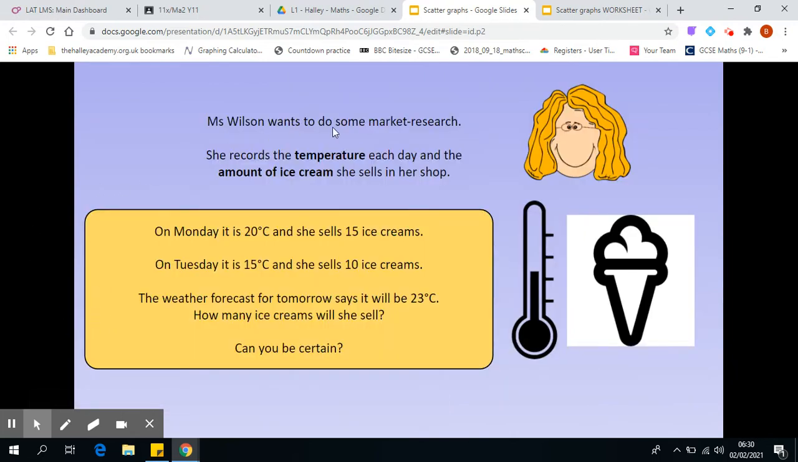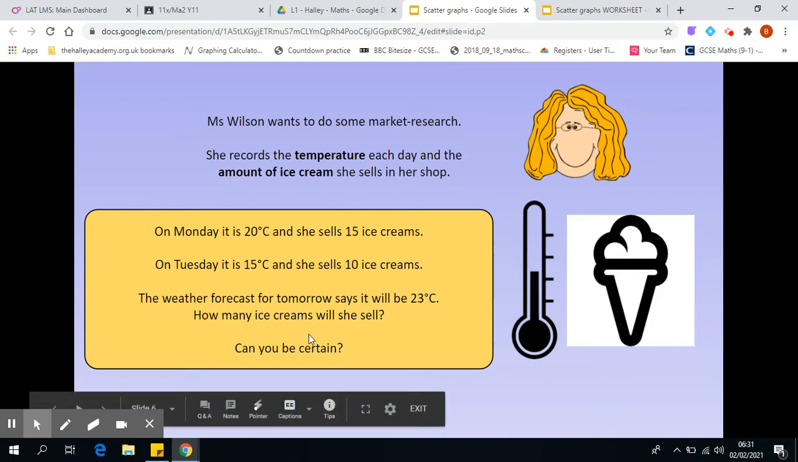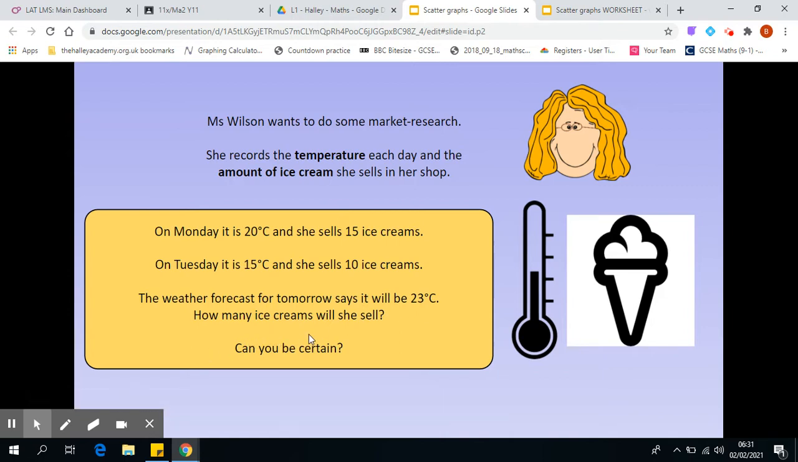Ms. Wilson wants to do some market research. She records the temperature each day and the amount of ice cream she sells in her shop. On Monday, it was 20 degrees Celsius. She sells 15 ice creams. On Tuesday, it was 15 and she sells 10 ice creams. The weather forecast for tomorrow says it will be 23. How many ice creams will she sell?